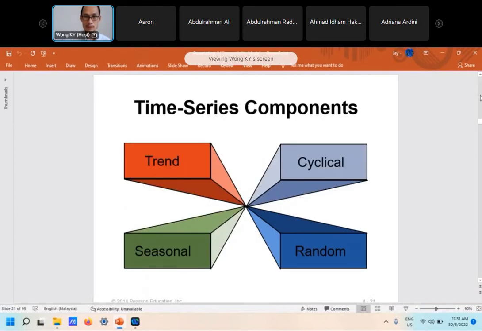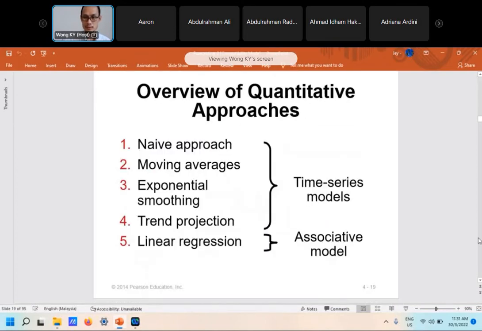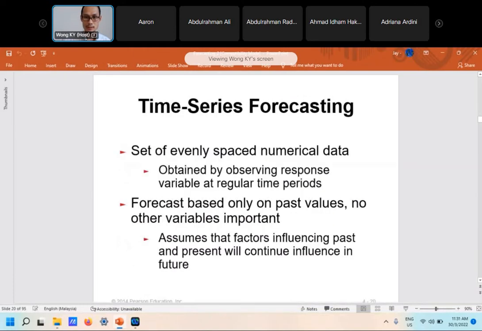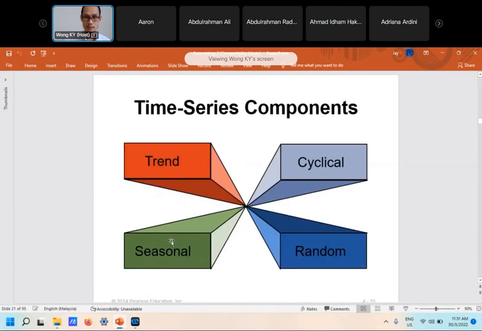Before we go into more detail of all these approaches, you need to understand these four things first. These are the behavior, the pattern of demand. It's a component of time series. The behavior or the pattern could be trend, could be cyclical, could be seasonal, could be random.